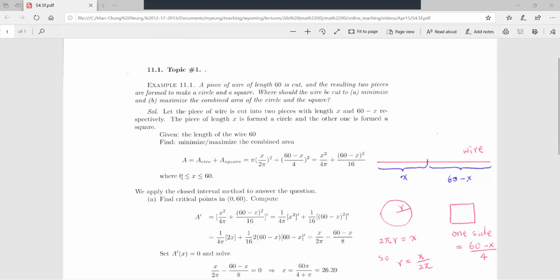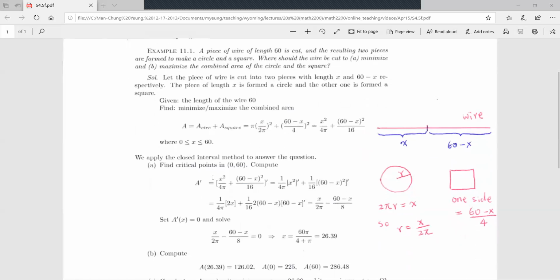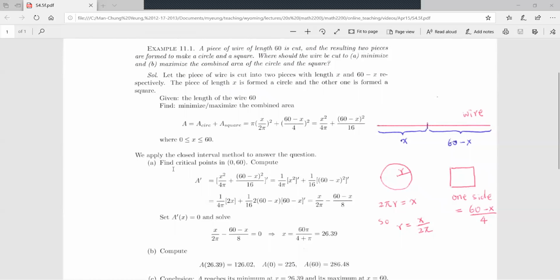Because this interval is a closed interval, I apply the closed interval method to solve this problem. Step 1, find critical points inside the interval. So I take the derivative of A with respect to x. Okay, then 4 pi is a constant, move it out. 1 over 16 is a constant, move it out. Derivative of x squared is 2x.